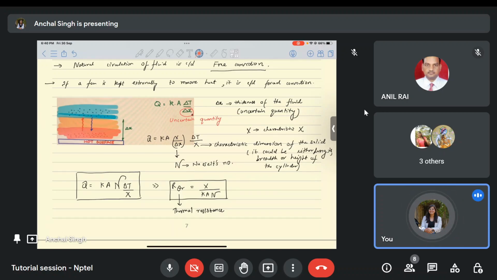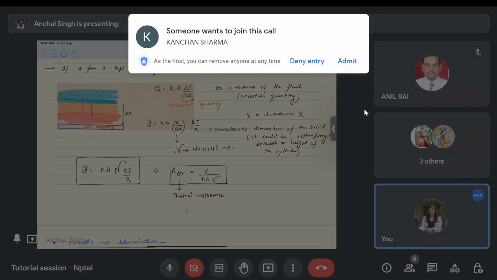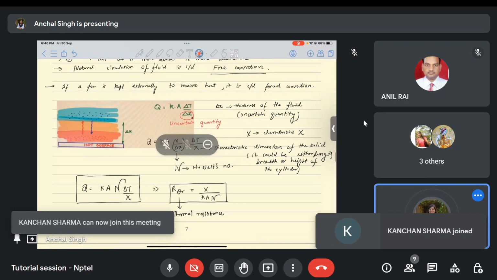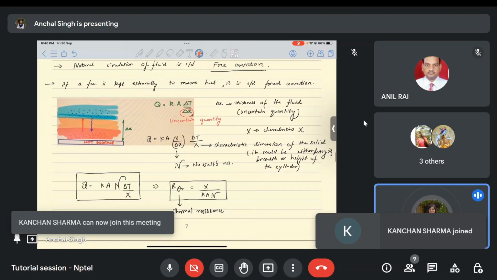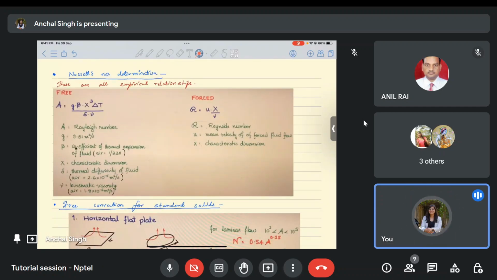So when you talk about convection, you first have to calculate Nusselt's number N, and Q is equal to K A N delta T by X. Similarly, thermal resistances can be obtained in terms of Nusselt's number from this expression. Whenever you have to calculate heat transfer by convection, you have to calculate the Nusselt number. Now, how do you calculate the Nusselt number?